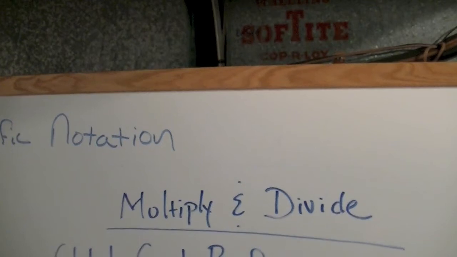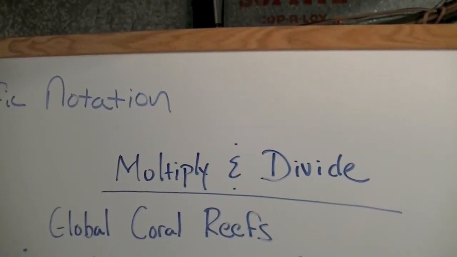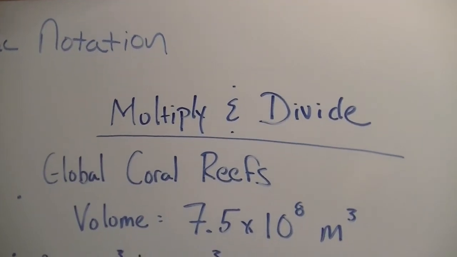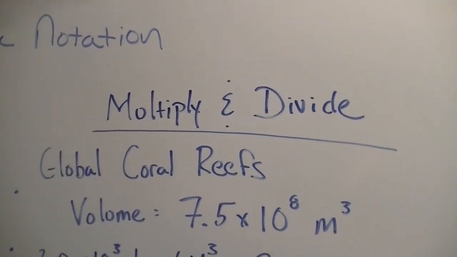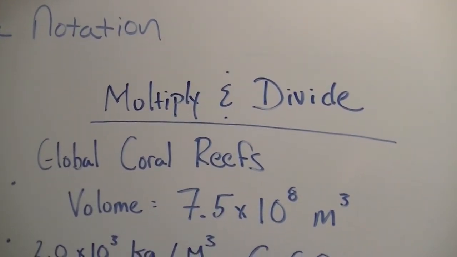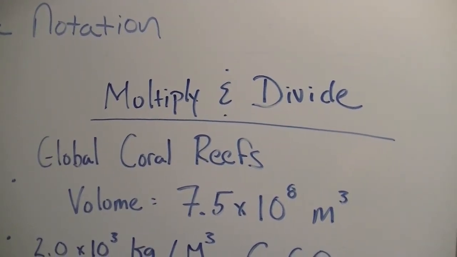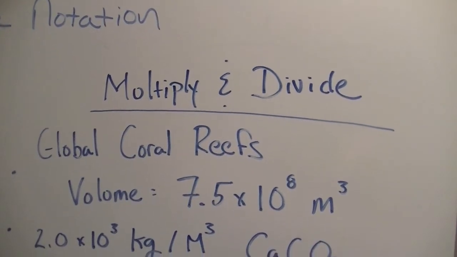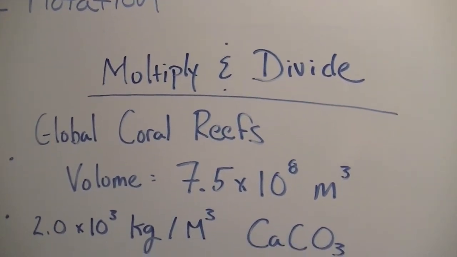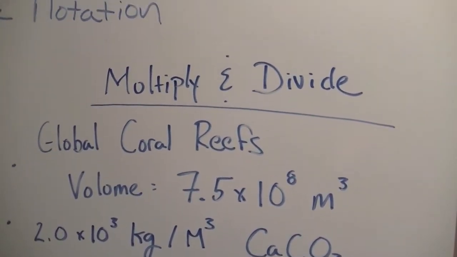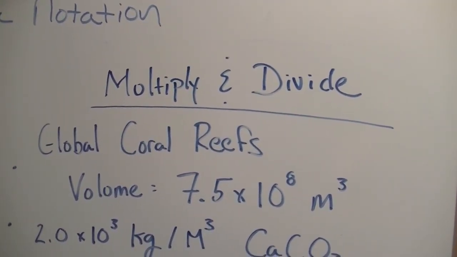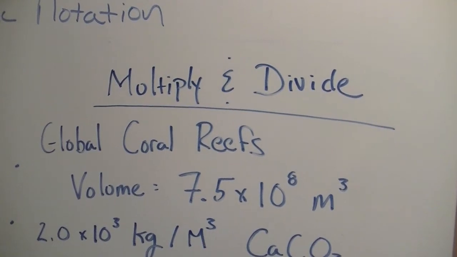Alright guys, so let's take a look at how to multiply and divide in scientific notation. Let's say we have a question that's dealing with global coral reefs. You've done some volume calculations, right? Length times width times height. You converted something from millimeters into meters, meaning one number was divided by 1,000, like we went over in the other video, and you got a volume of 7.5 times 10 to the 8th cubic meters of global coral reefs.